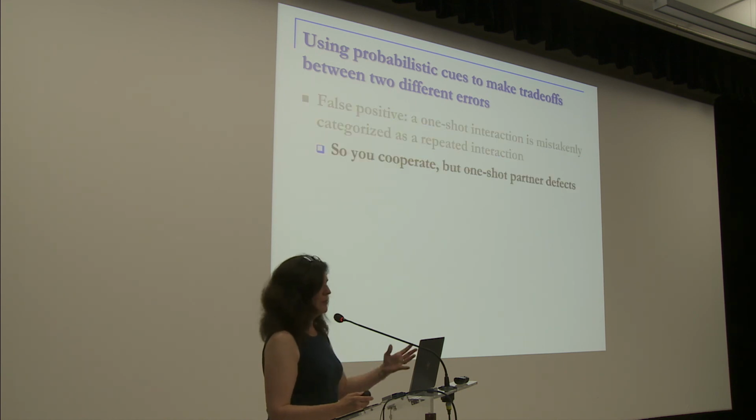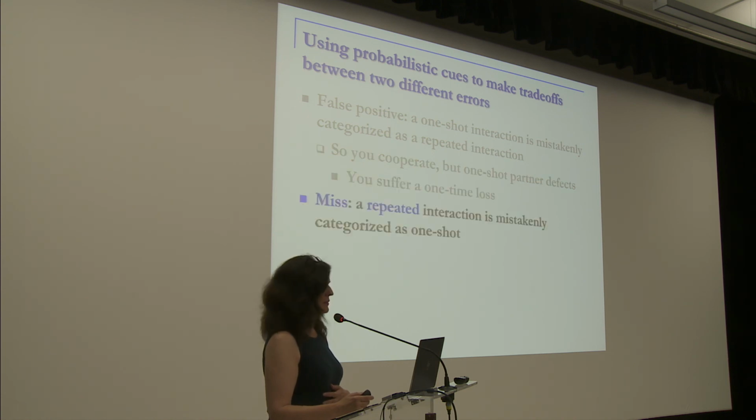So I cooperate, but my one-shot partner defects, and I suffer a one-time loss. A miss is a repeated interaction: if I'm going to interact with Olivier many, many times, but I think it's a one-shot interaction, I'm never going to see him again. I can do whatever I want.